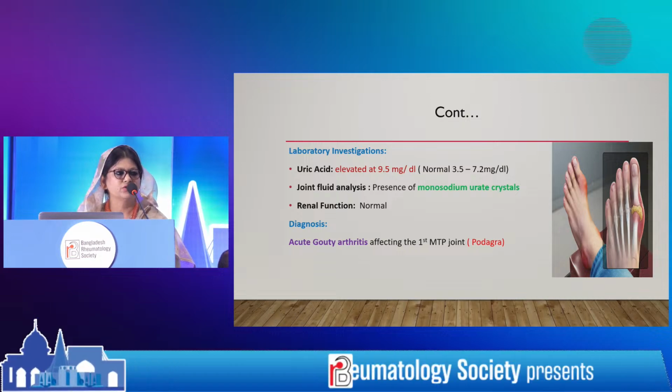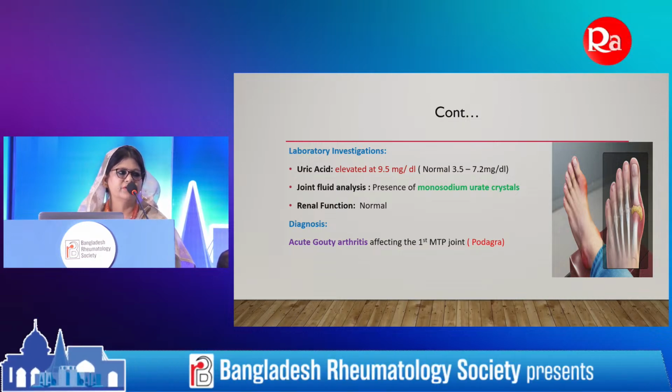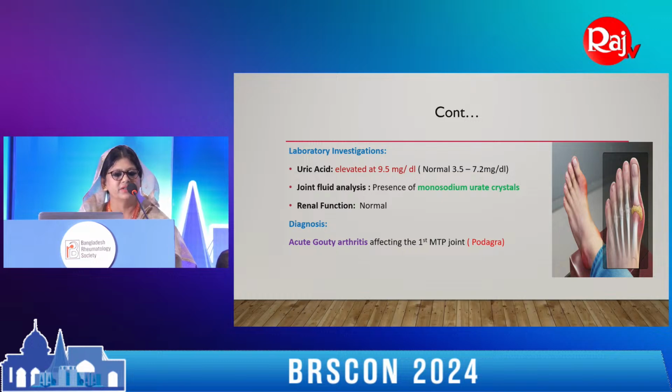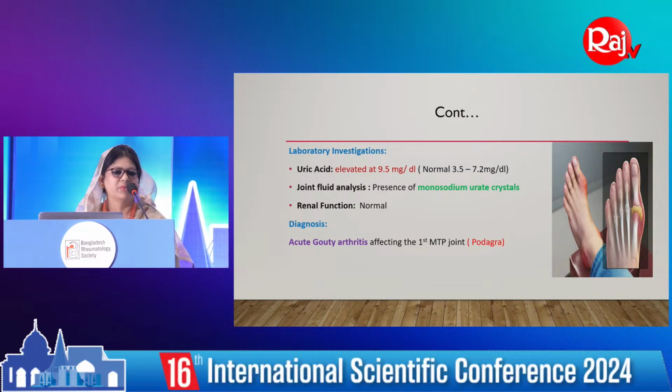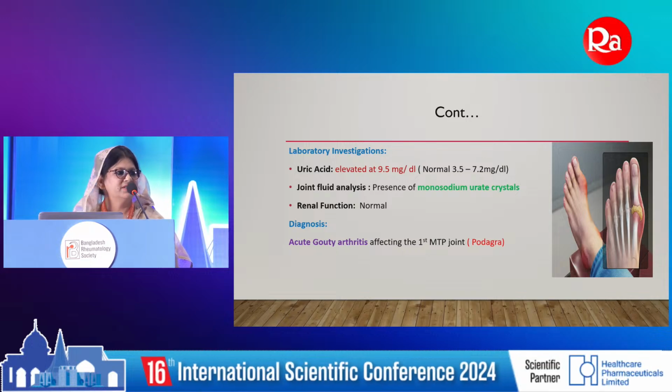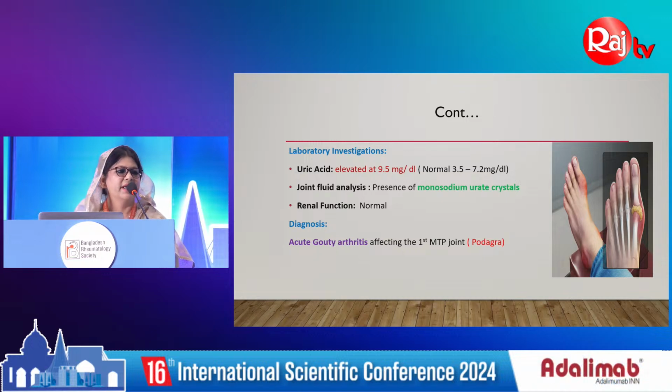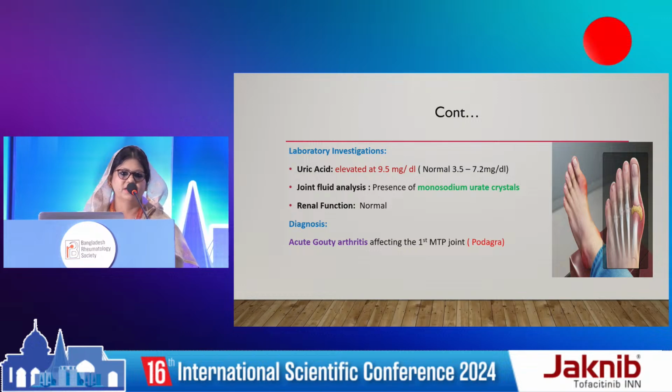Laboratory investigation shows joint fluid aspiration reveals monosodium urate crystals, and his uric acid level is 9.5 milligram per deciliter. His renal function is normal. So what is the case? It is a clean-cut case of acute gouty arthritis affecting the first metatarsophalangeal joint.